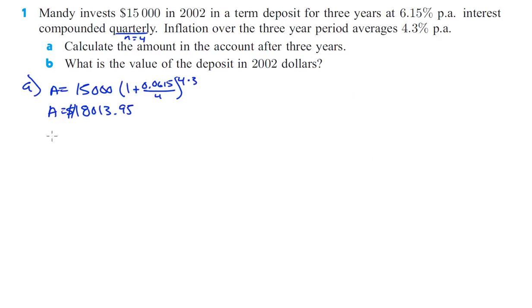Okay, so for part B, we have to find what is the value of the deposit in 2002 dollars. So what we're going to do is take this $18,013.95, and you're actually going to divide it by the inflation rate for however many years it is, and this is for 3 years, right? So we're going to take that and divide it by 1.043 to the 3rd power, and that should give us what the value is in 2002 dollars.